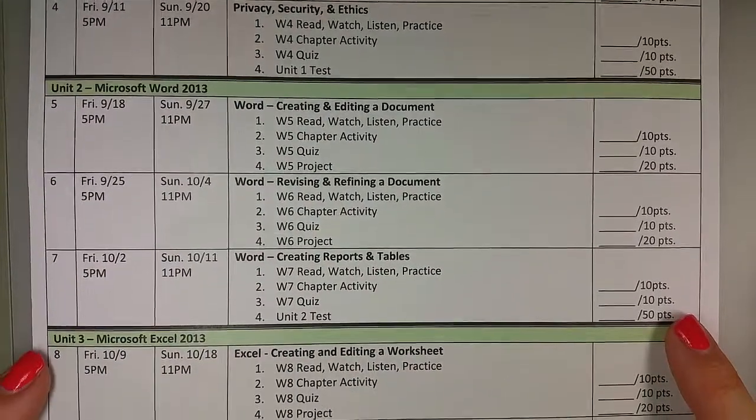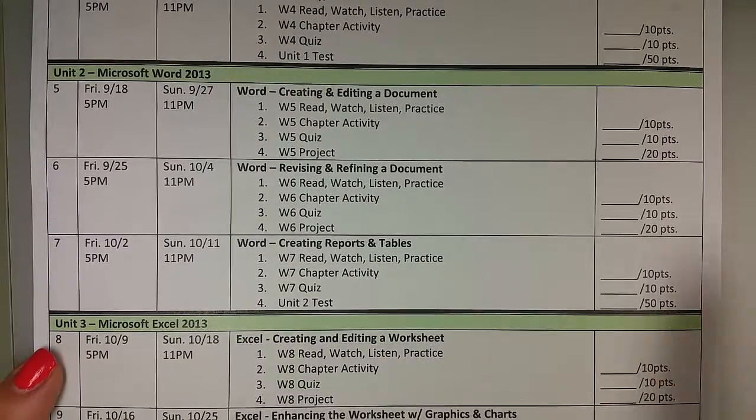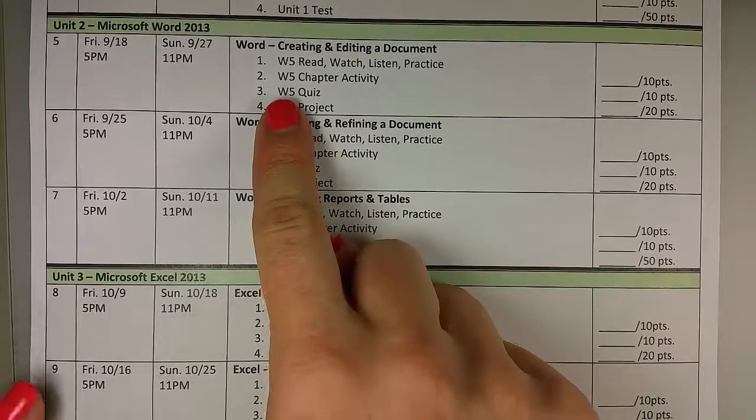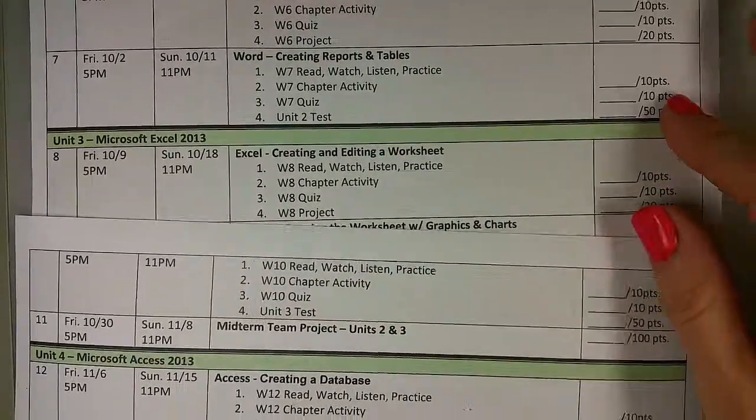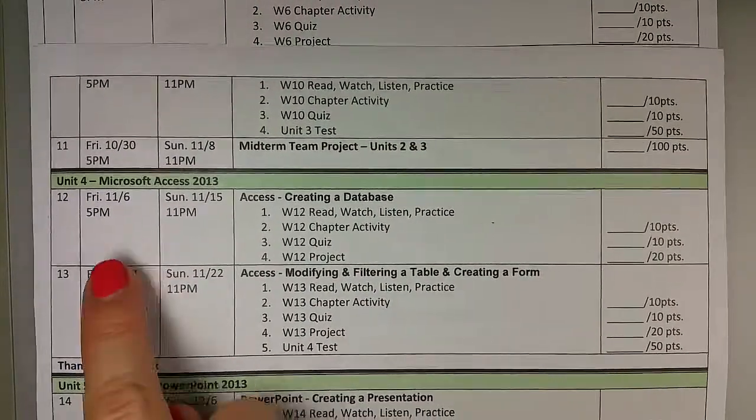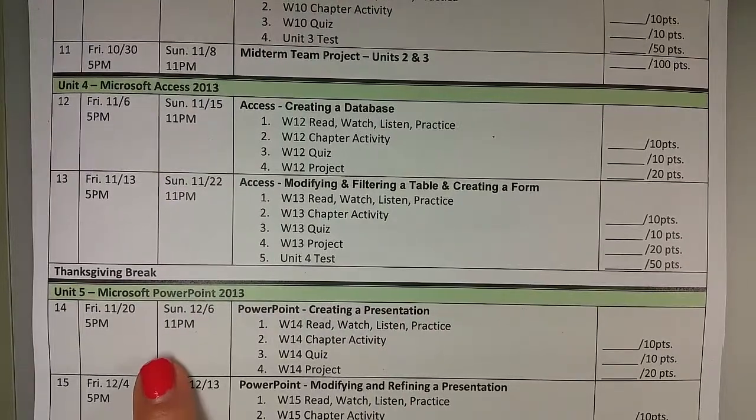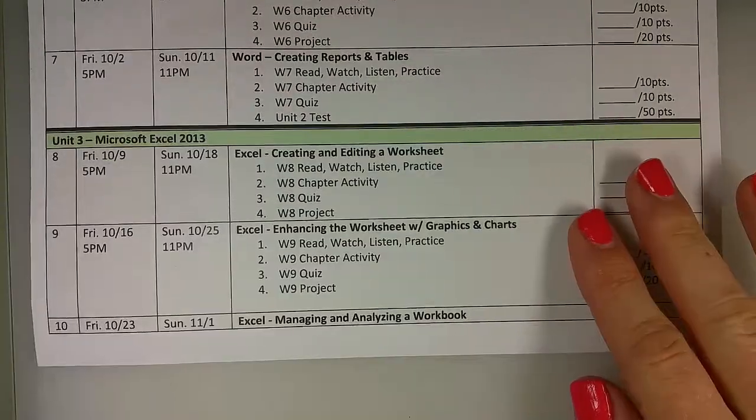So then after that, we get into the Microsoft Office 2013 applications. So here at a high level, you see Unit 2 covers Microsoft Word. Then in Unit 3, we'll be covering Excel. Then in Unit 4, we'll be taking a look at Access. And then in the final unit of the course, we'll be covering PowerPoint.